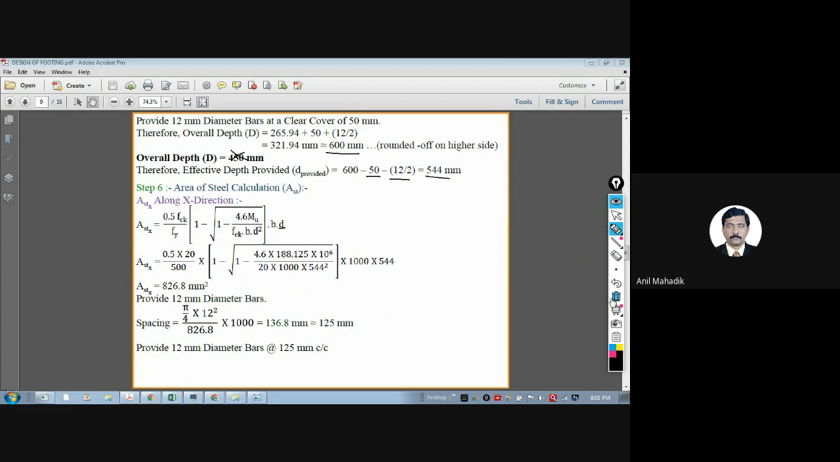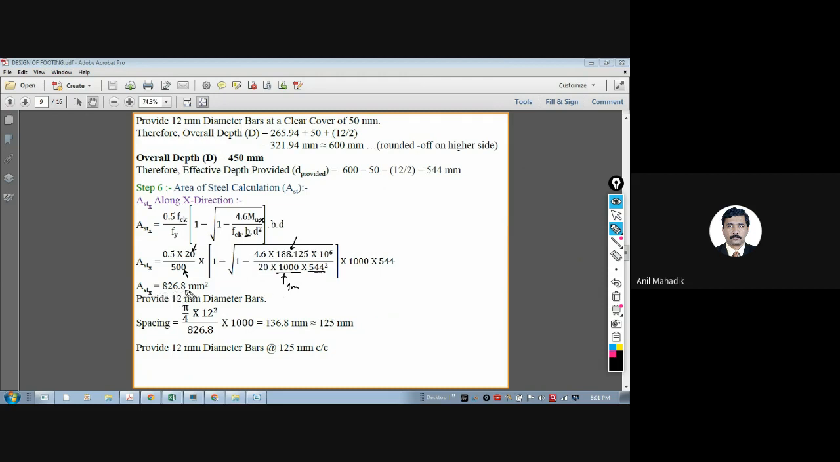Now how to calculate the AST? There is an AST in both directions. For AST x, where this mu will be MUX, the formula is 0.5 fck over fy, times 1 minus the square root. This is the formula as per IS code. Then put in fck 20, fy, and the moment times 10 raised to 6. Generally, whenever we design any footing, we design it as a slab, and we take B as 1 meter. So we design the steel for 1 meter and provide the spacing throughout the length and width of the footing. And this is D.